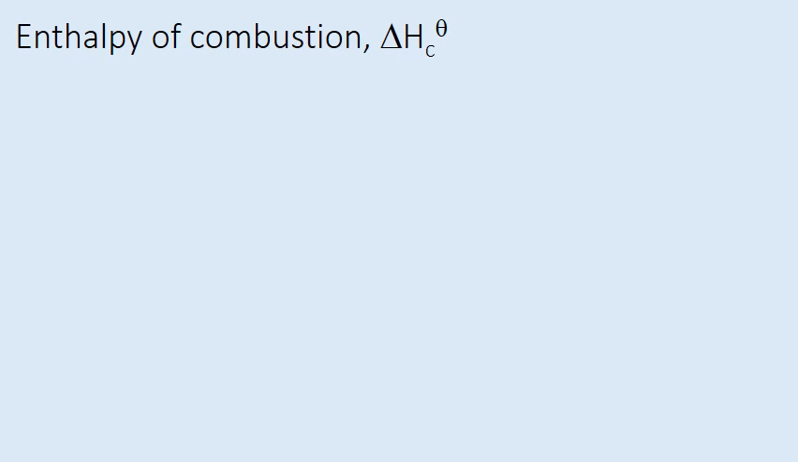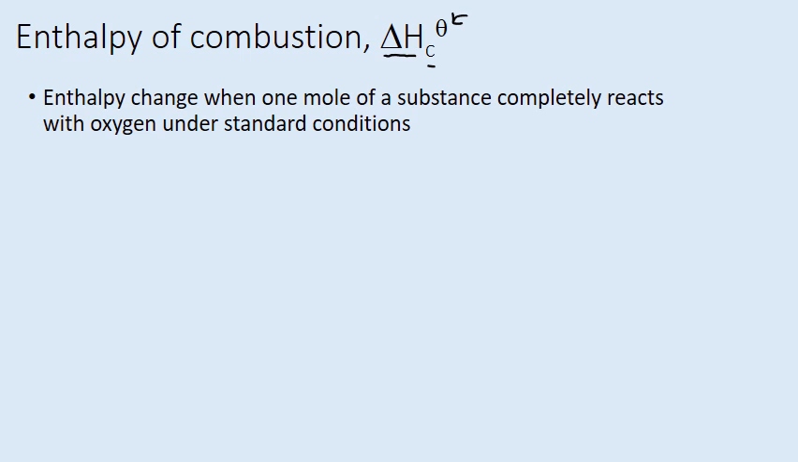Right, definitions then. So there's 3 definitions we're going to look at. Enthalpy of combustion, delta H. So this delta H means change in enthalpy, little subscript c for combustion, and this theta up the top is telling us that it's in standard conditions. So the definition is: enthalpy change when 1 mole of a substance completely reacts with oxygen under standard conditions. That's a definition. You could be asked to recall that in the exam.